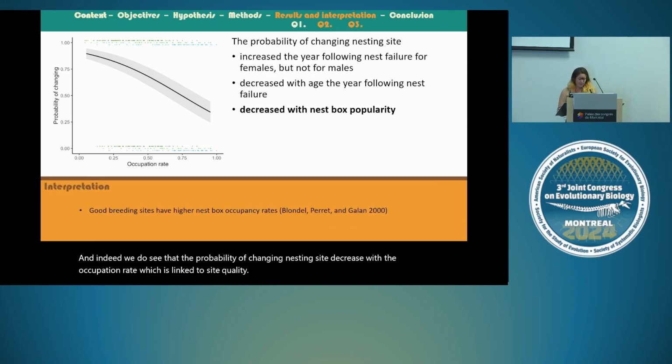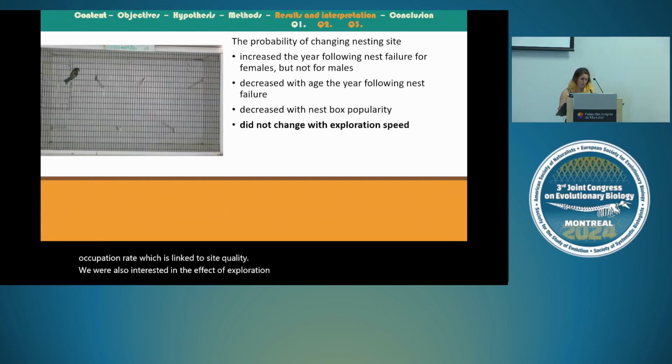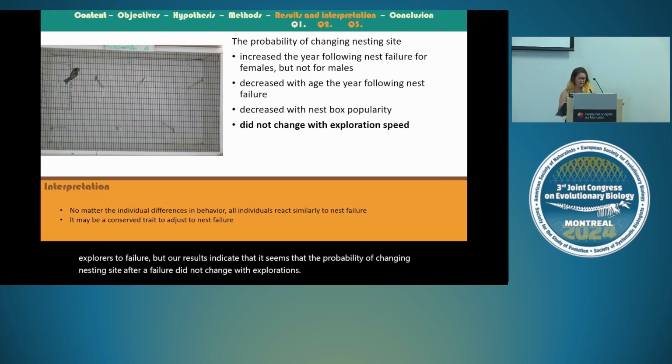We were also interested in the effect of exploration speed assessed by open field tests on the response to failure, and we were expecting slow explorers to respond more than fast explorers to failure. But our results indicate that the probability of changing nesting site after a failure did not change with exploration speed. Thus, it seems that adjusting to nest failure is a conserved trait across individuals.